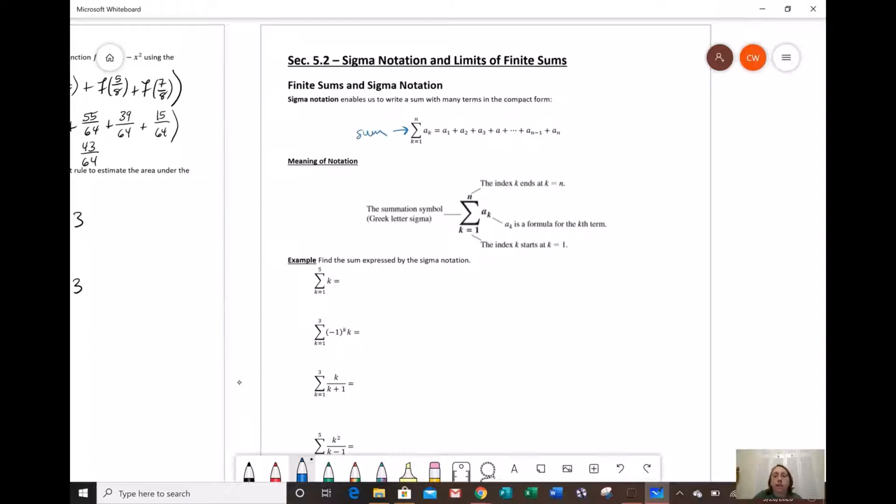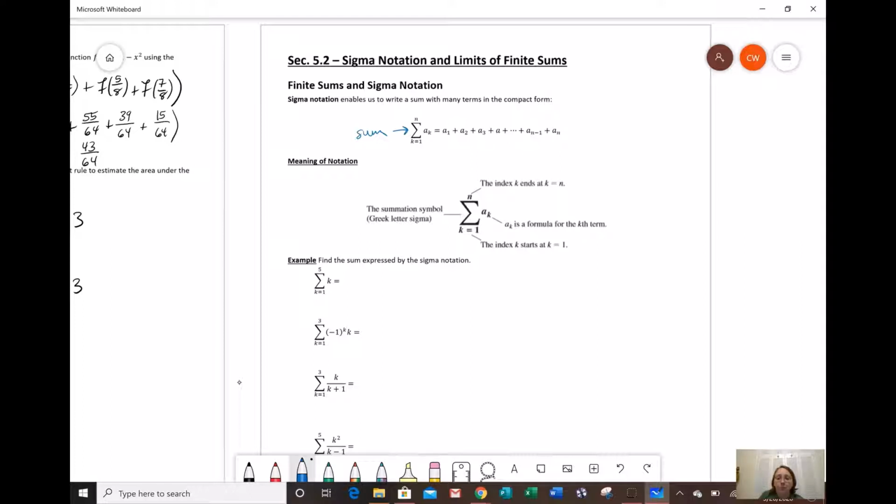So this says find the sum of all the A_k's, where k goes from 1 to n. So add up A1, A2, A3, all the way up to An. And that's what we've written out here. This is what that notation means.